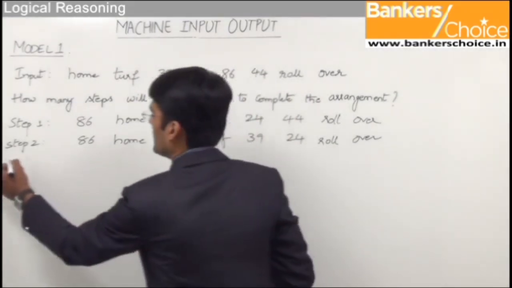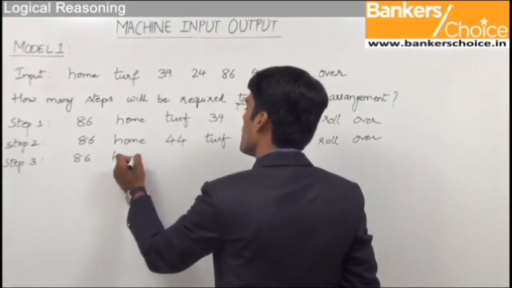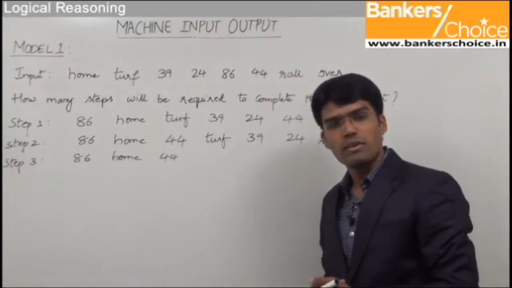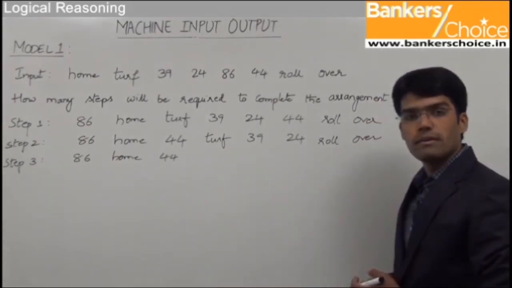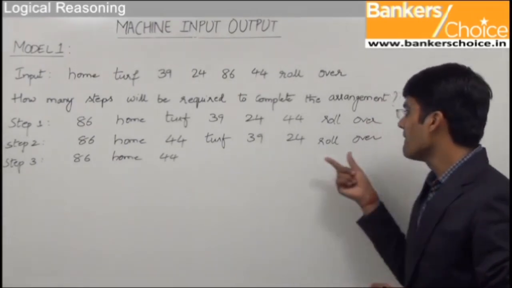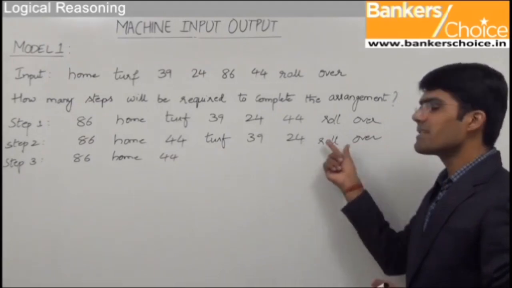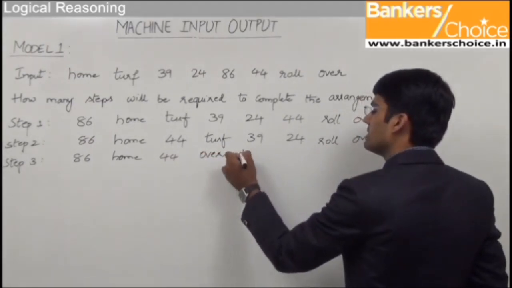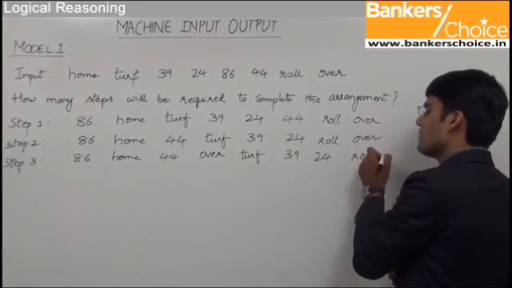Moving on to step 3, we know that already the first 3 elements 86, home and 44 are at their correct positions. After 44 we need a word, and that word should be one among turf, roll or over. And going by the alphabetical order, the word which will come in the 4th place will be over. So let us bring over to the 4th position and let us just move the remaining things aside. So over takes the 4th place and followed by turf, 39, 24 and roll.